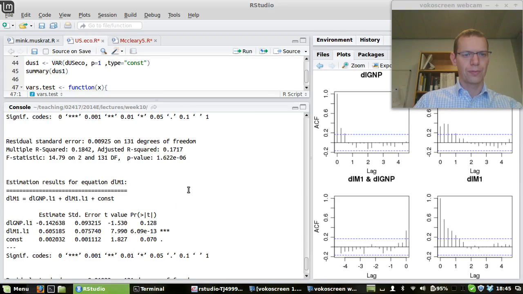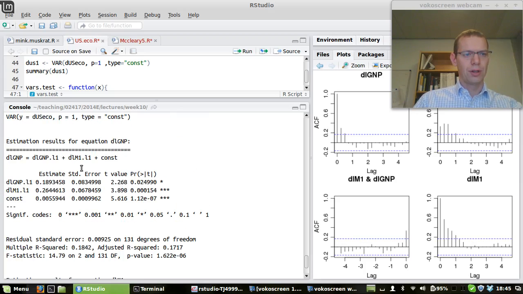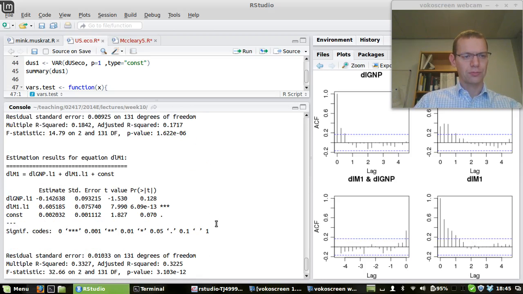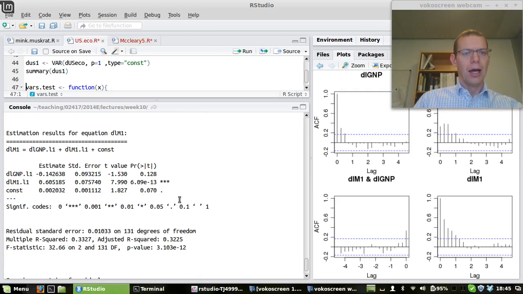Let's scroll up. Now for the GNP, there's a strong dependence on both the previous GNP and on the money lagged one step, and the constant is also significant. Now I'll go for the money. The money depends on itself, but it doesn't depend significantly on GNP. And this constant is not significant.